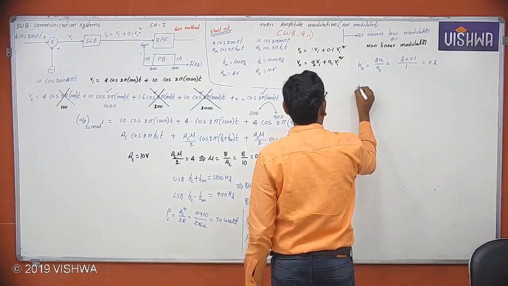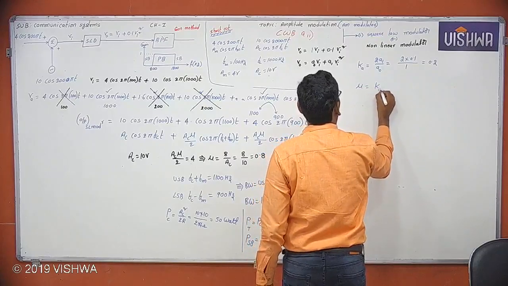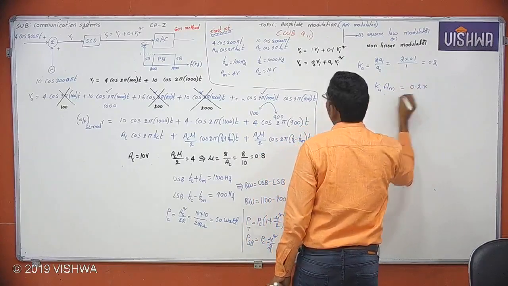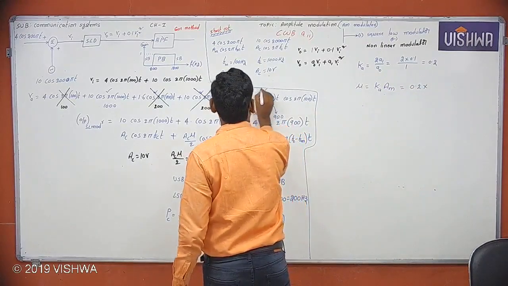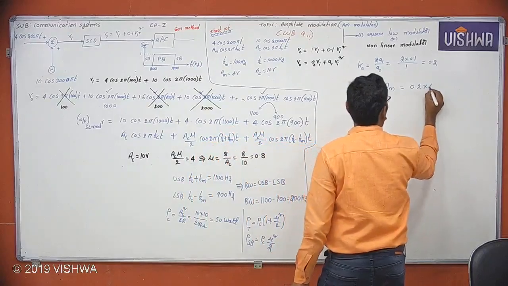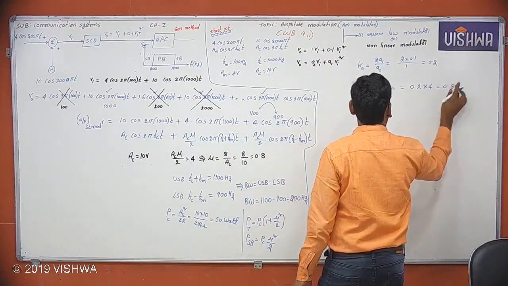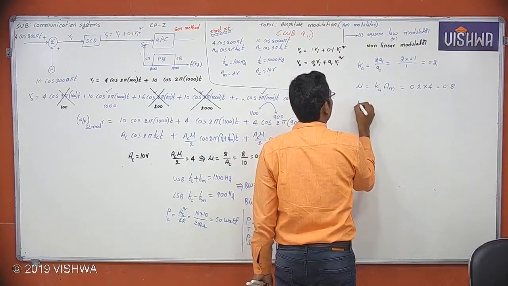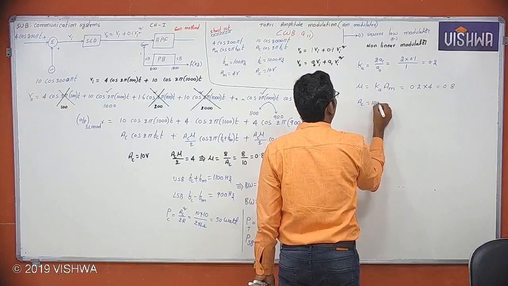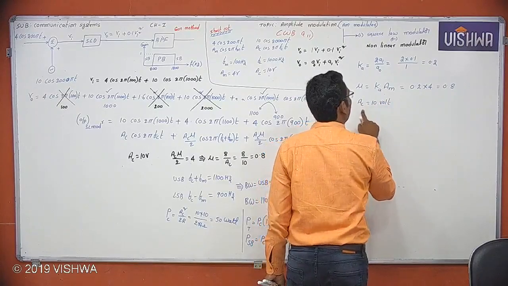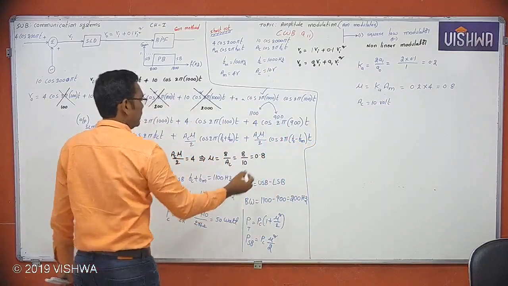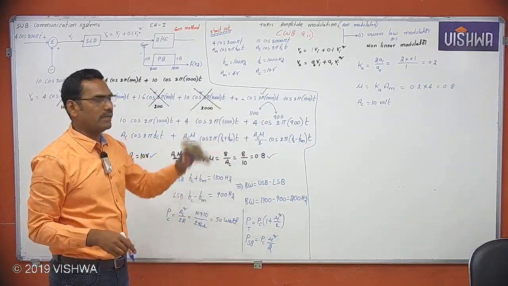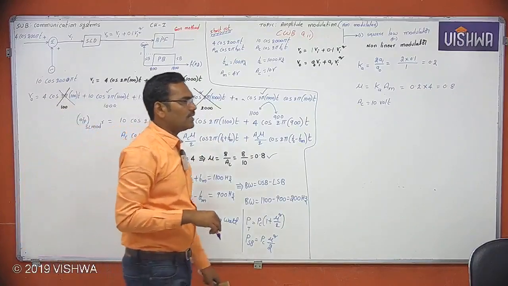What is the modulation index? The modulation index mu is equal to Ka into Am. Ka is 0.2 into Am. The amplitude of the message signal here is 4, which gives 0.8. This is the modulation index mu. So now what is Ac? Ac is available, which is equal to 10 volts, right? Since Ac and the modulation index are both available, all the remaining calculations you can easily find, in 1 second.